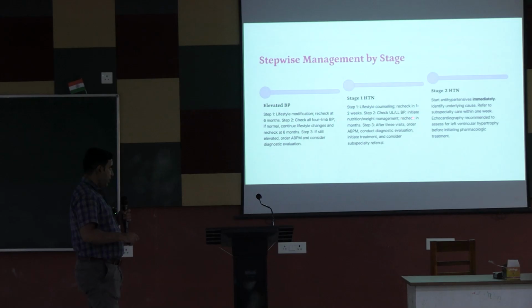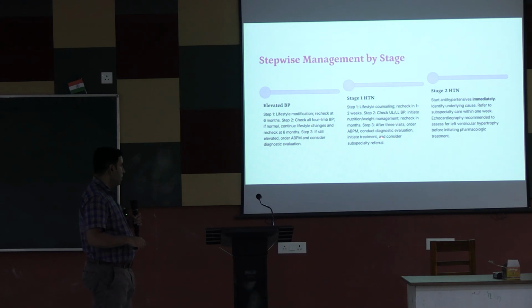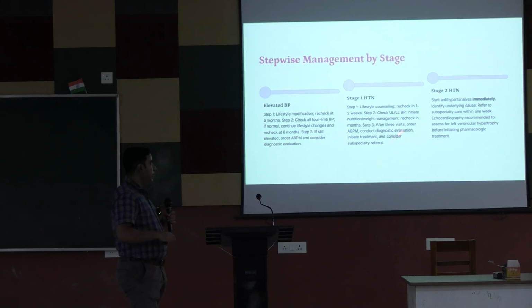Initiate nutrition weight management. After 3 visits, order for ambulatory blood pressure monitoring and conduct the diagnostic test. এখানে আমরা বেশি diagnostic test কিছু করাচ্ছি না, কিন্তু এখানে যদি persistent there is BP between 95th to 99th percentile, then we will do lipid profile, LFT, hormonal test, renin angiotensin level, aldosterone level, ACTH level, এরকম সব করি এগুলো, and consider treatment যদি persistent rise in BP থাকে. Stage 2 hypertension, immediately start antihypertensive.